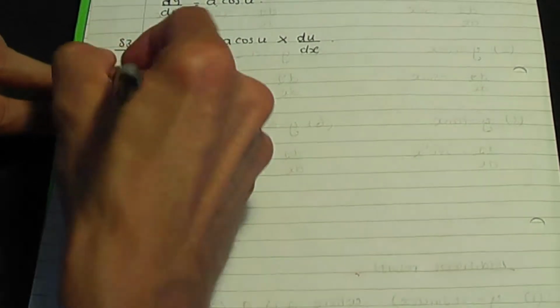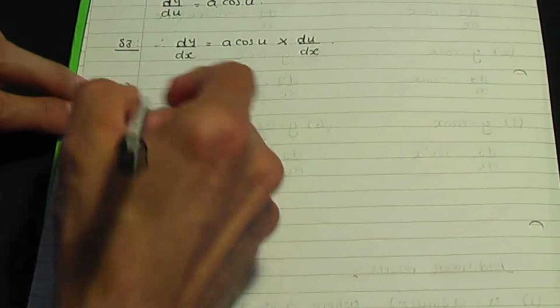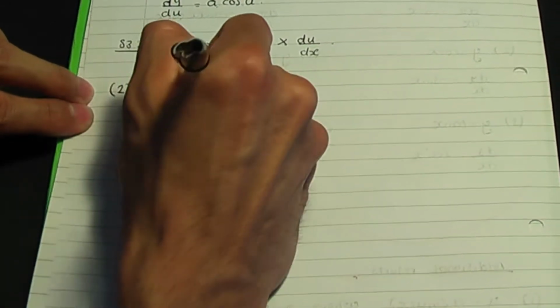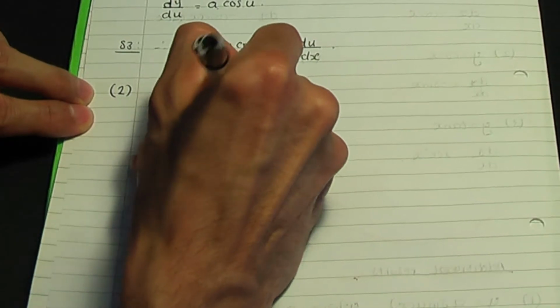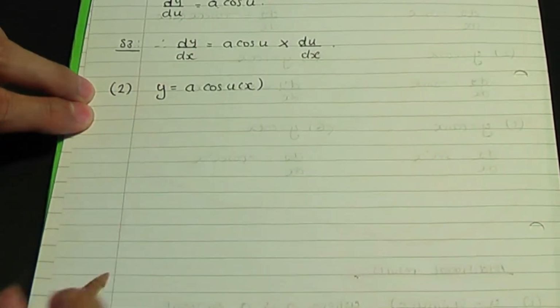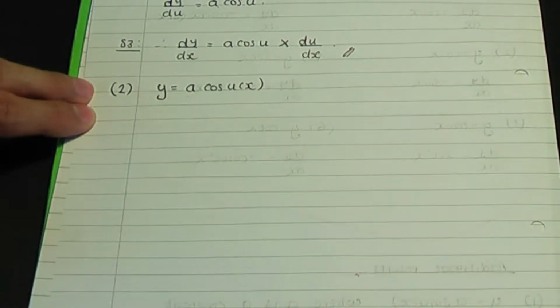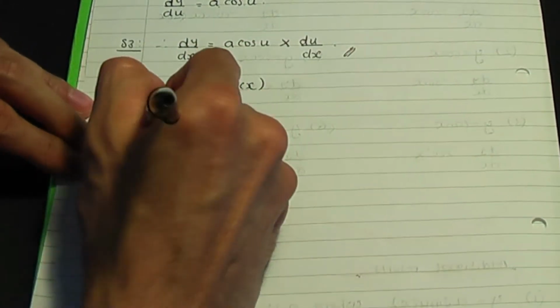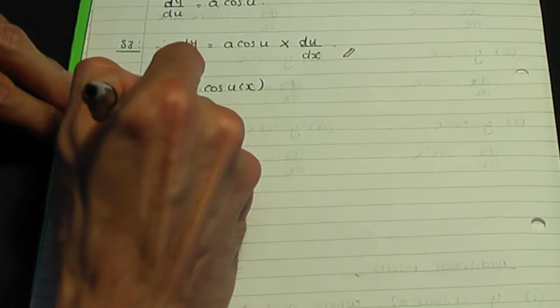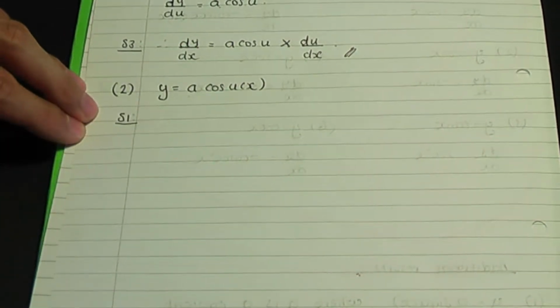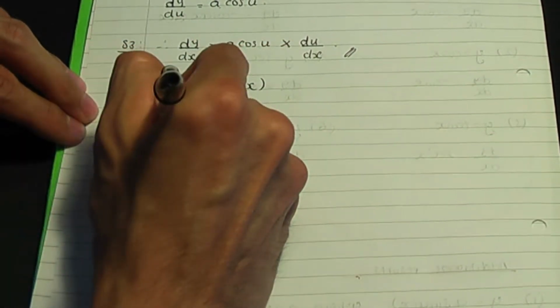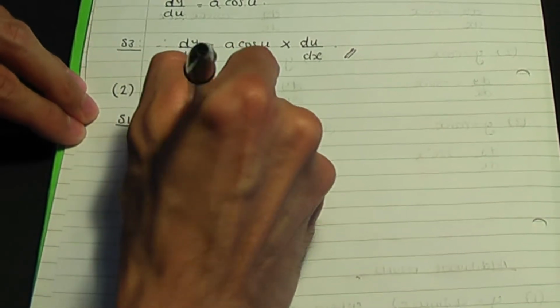So let me go through another result, number 2, supposing y equals a cos ux. So again, a is a constant, ux is a function of x. So let's use the chain rule again. Let's come up with the result for the derivative. So in step number 1, let's apply the chain rule.